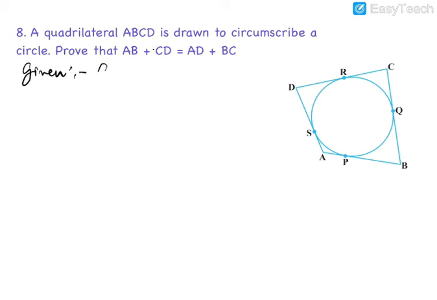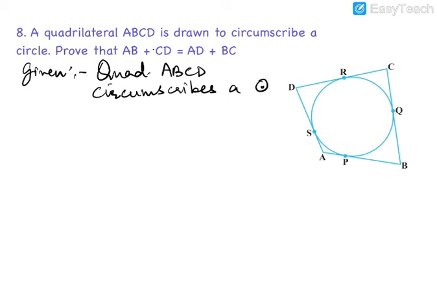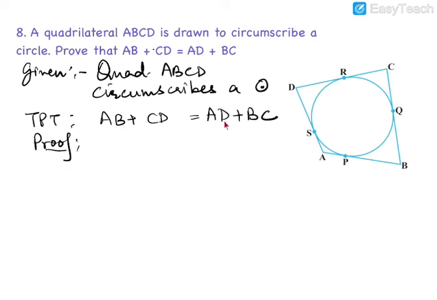So we are given quadrilateral ABCD circumscribes a circle, and we have to prove that AB plus CD is equal to AD plus BC. To prove this equation, we are going to make use of the second theorem that we have studied in the chapter, which states that tangents drawn from an external point are equal in length.